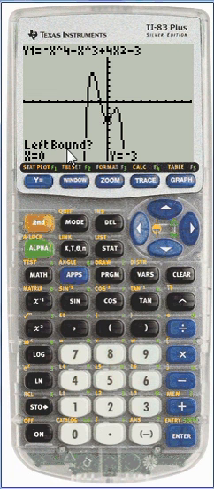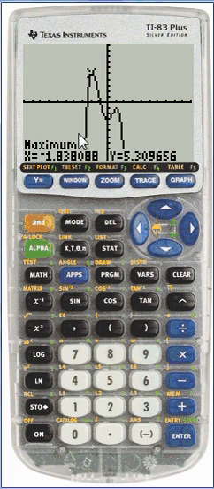And it says left bound. We need to pick a point that is to the left of our max. So we're working with this point right here. So I'm going to use my arrows until I get that little flashy guy to the left of my max. So now that I'm on the left, I'm going to hit enter. And then it says right bound. I need to pick a point that is to the right of my max. And hit enter. Then it says guess. I need to pick a point somewhere in between those. So my job is to guess about where I think the max is.